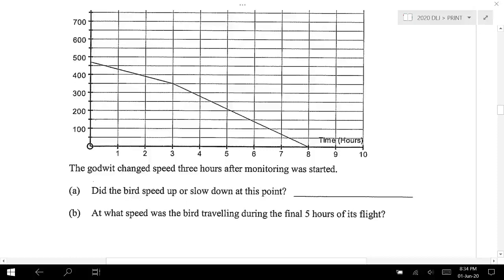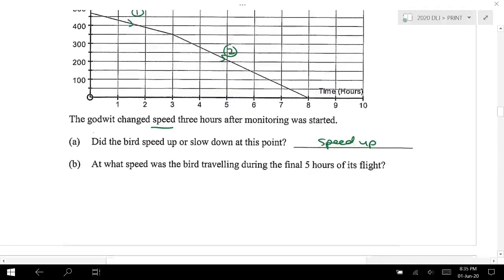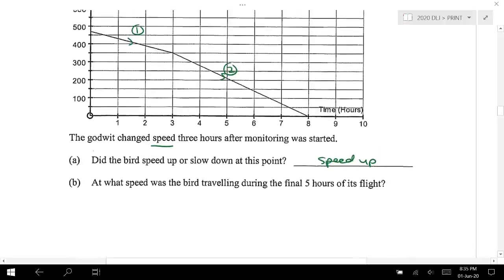Well, speed, like a higher speed is a steeper gradient. So the gradient in the first section is not as steep as the gradient in the second section. So you could say the bird sped up. And that's because it's a steeper gradient. Steeper means faster speed. What speed was the bird traveling during the final 5 hours of the flight?